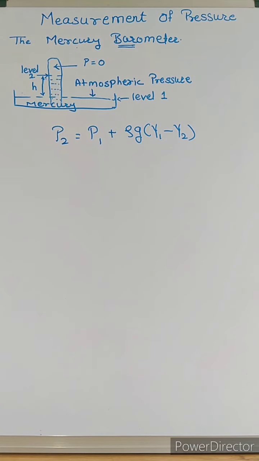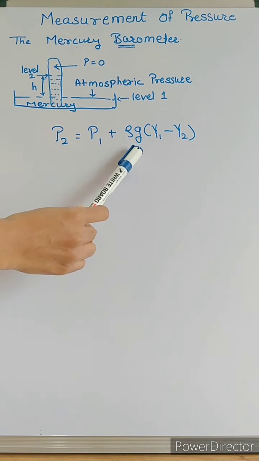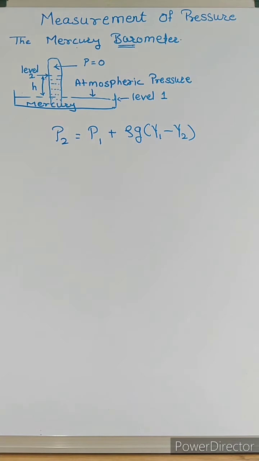Friends, in my last video I talked about the variation of pressure when the fluid is at rest. In that video we have seen the general equation to find the pressure is given by P2 is equal to P1 plus rho g (y1 minus y2). Today we are going to study the apparatus which are useful for the measurement of pressure.